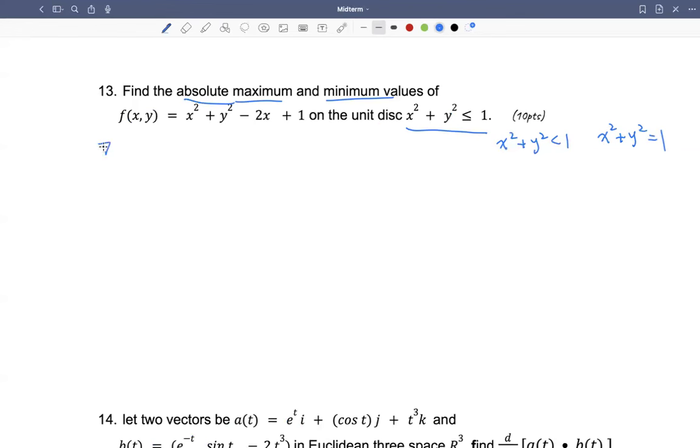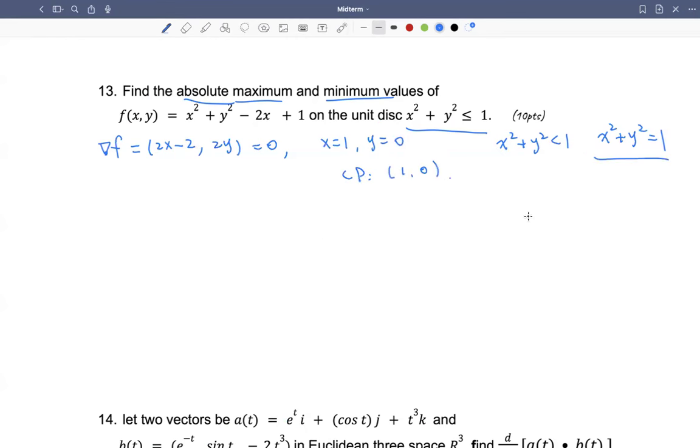Firstly, we find the critical point on the open set, x squared plus y squared less than 1, by finding the gradient. The gradient equals (2x minus 2, 2y). We set this to be 0 and solve, and we get x equals 1, y equals 0. So the critical point is (1, 0).